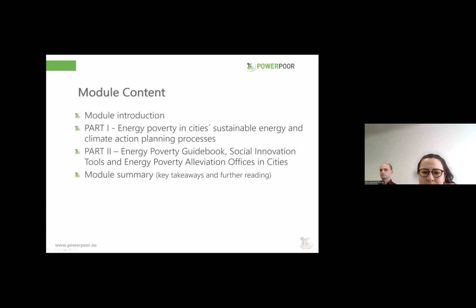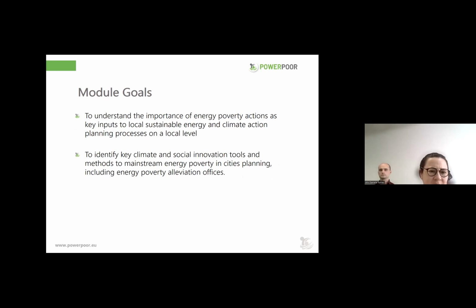So I will provide more of the framework, and Arthur will go on the reality of things on the ground. So just to put us in context, also the goals of these modules is to help you understand the importance of energy poverty actions in the sustainable energy and climate action planning processes on the city, and also to identify climate and social innovation tools and methods to mainstream energy poverty in cities planning, okay?